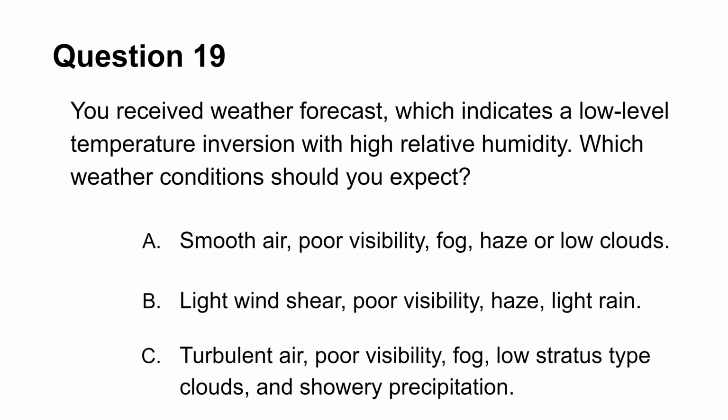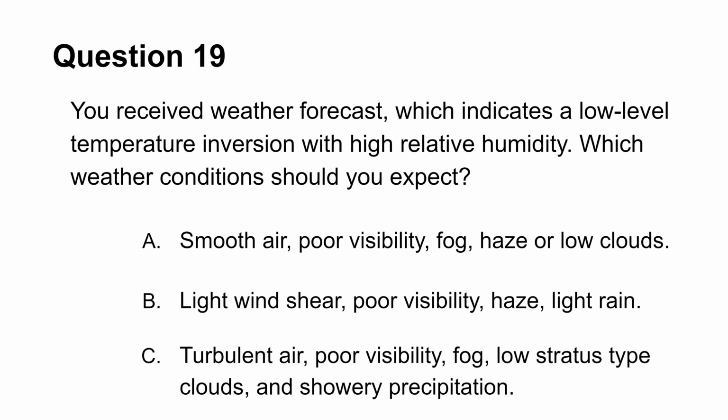The question states that there is a low-level temperature inversion with high relative humidity present. You need to identify weather conditions that can be expected in this case. Temperature inversions are associated with stable air conditions with characteristics such as smooth air, poor visibility, fog, haze, and perhaps low stratiform clouds. This is so because with temperature inversion, the temperature of the air rises with altitude and you have layers of smooth, stable air close to the ground.